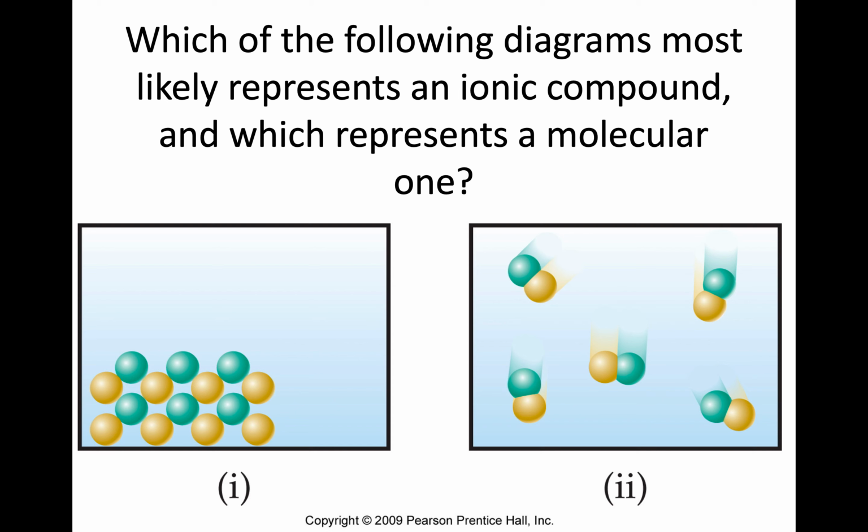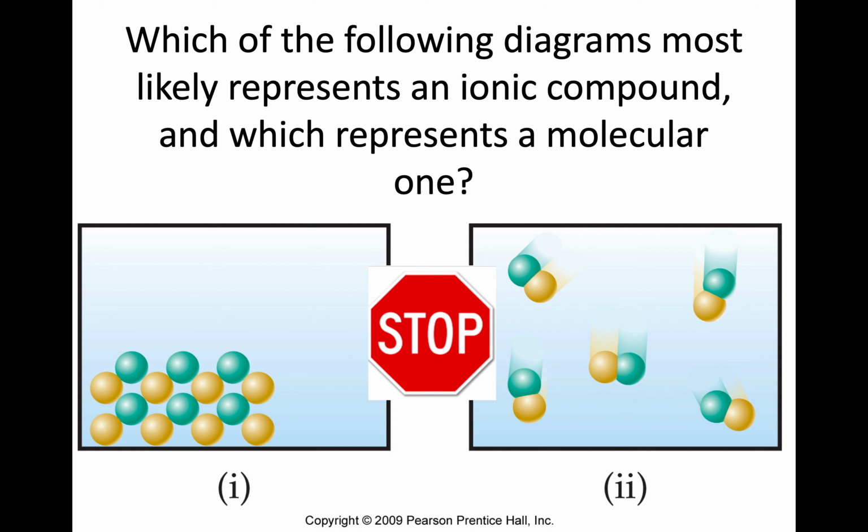How about this end of chapter question? Which of the following diagrams most likely represents an ionic compound, and which one represents a molecular one? Share your ideas and give your rationale for your prediction.